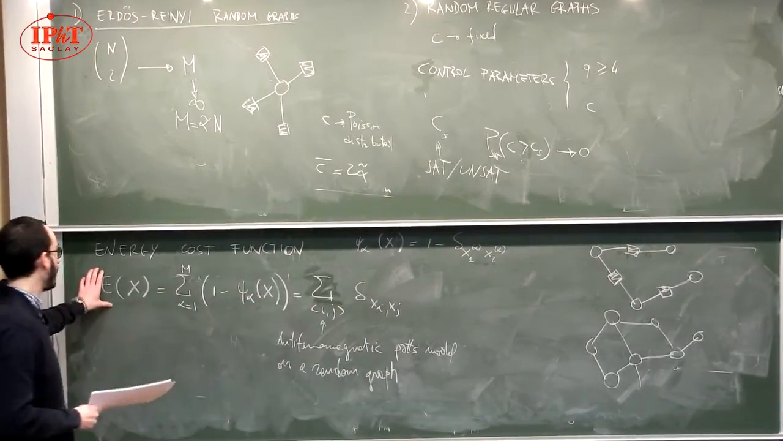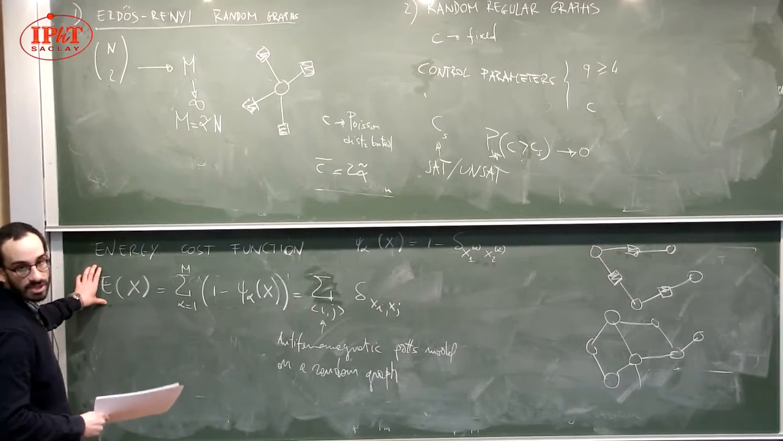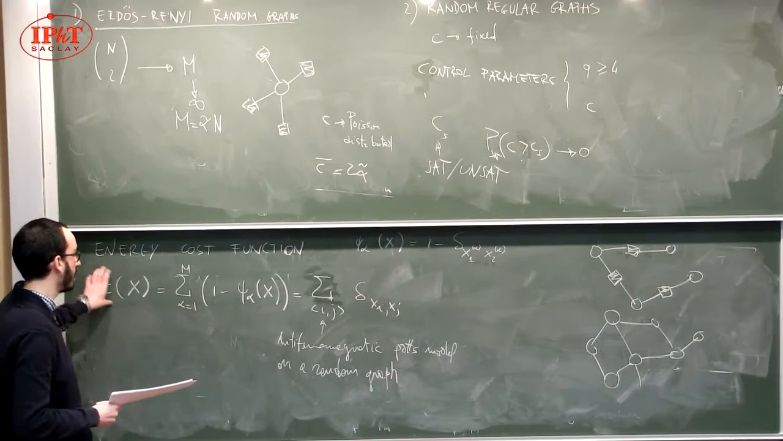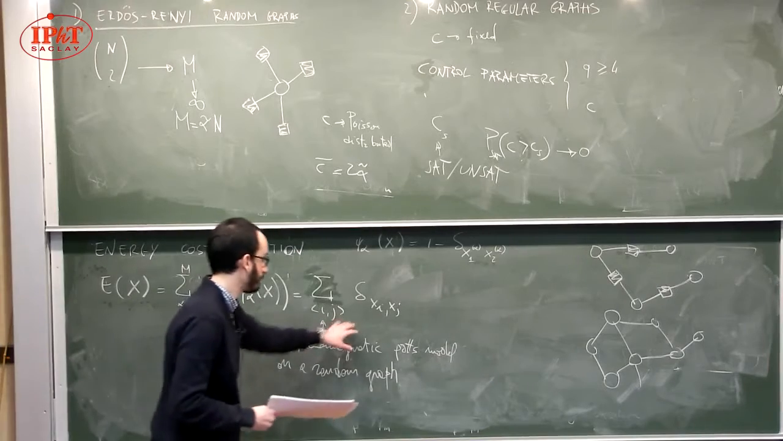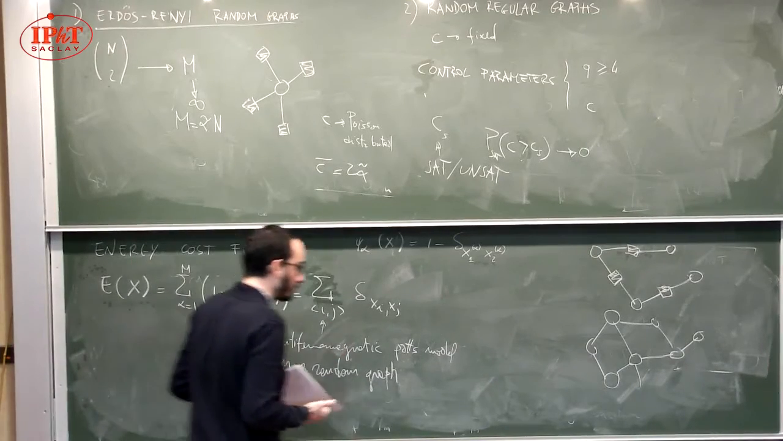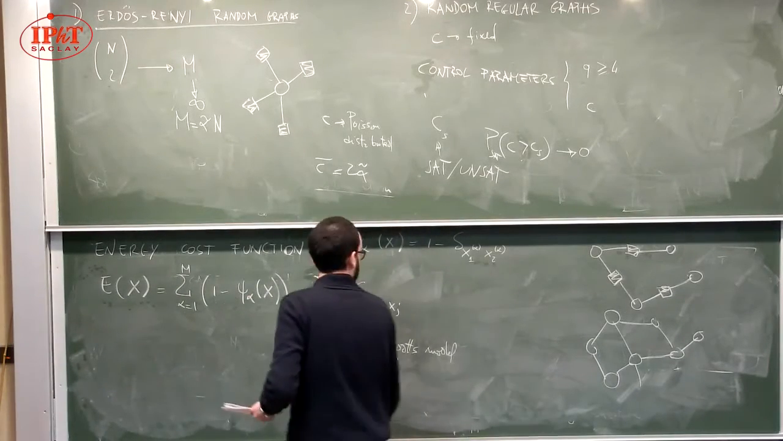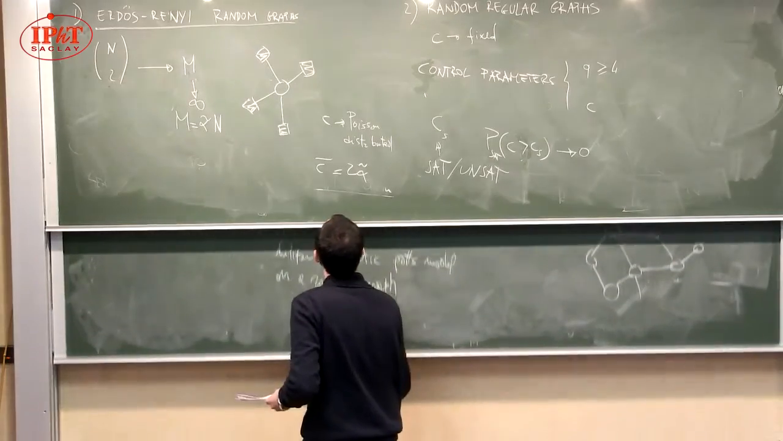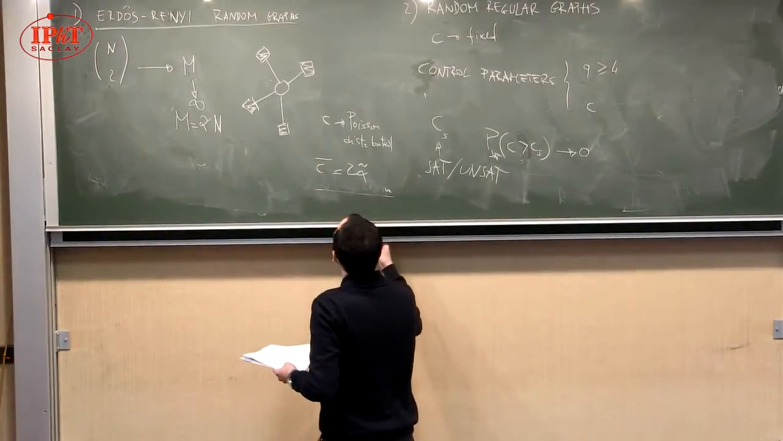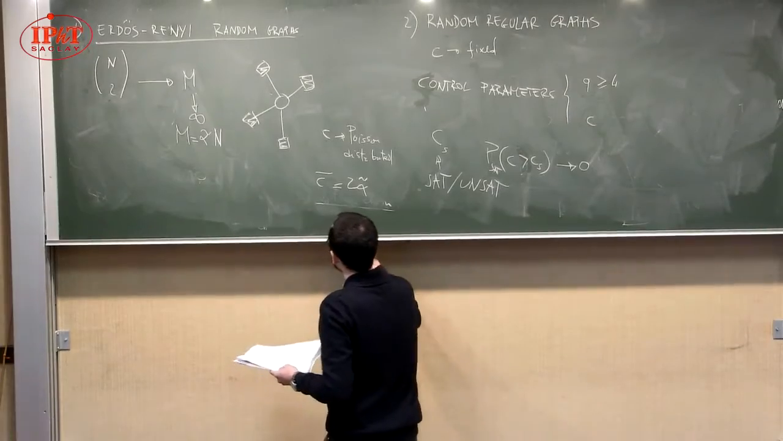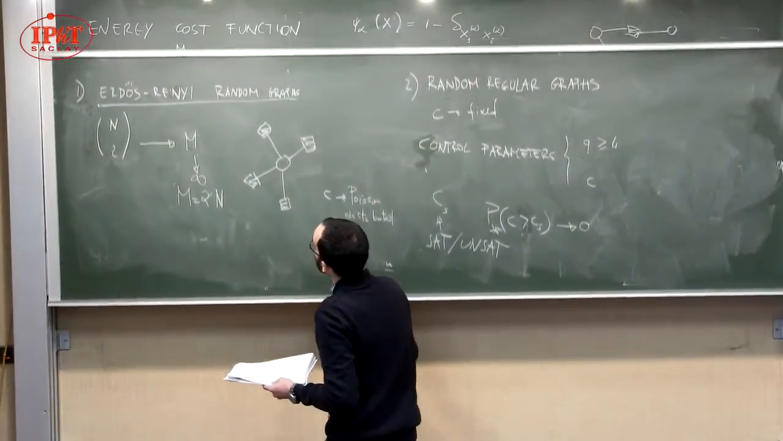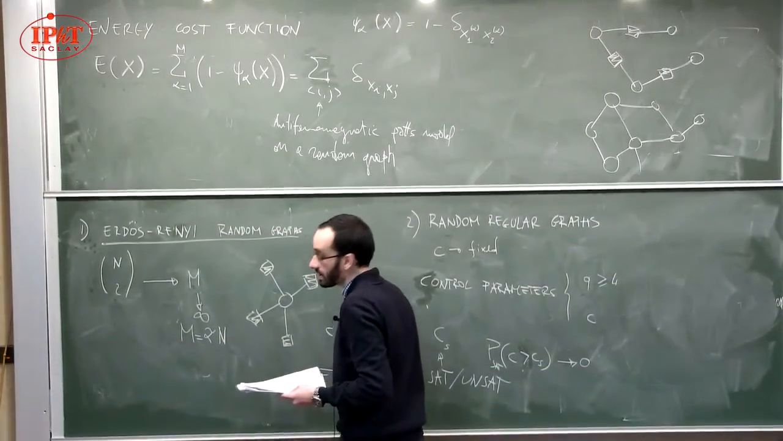So once you have an energy, you can study the Boltzmann measure. So you can do the statistical physics of the model. And why do you want to do that? Suppose that you want to solve the constraint satisfaction problem.